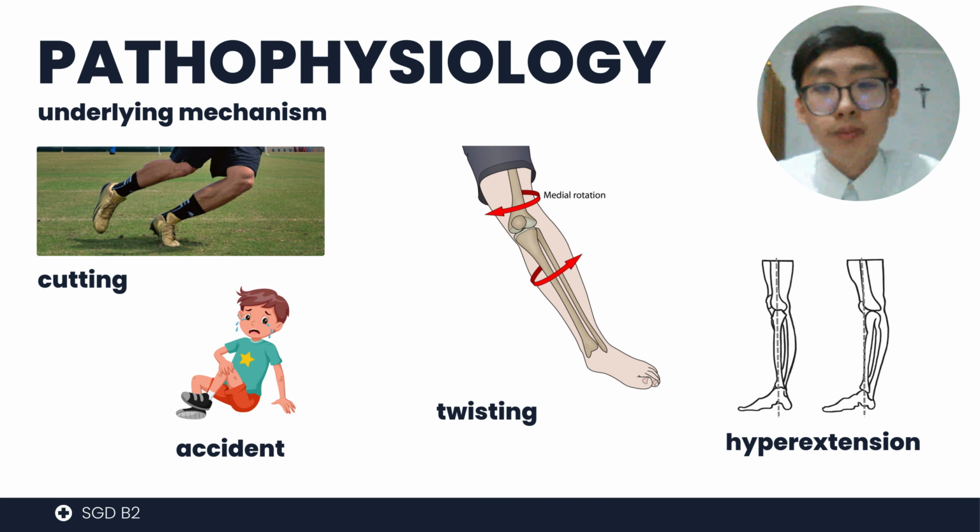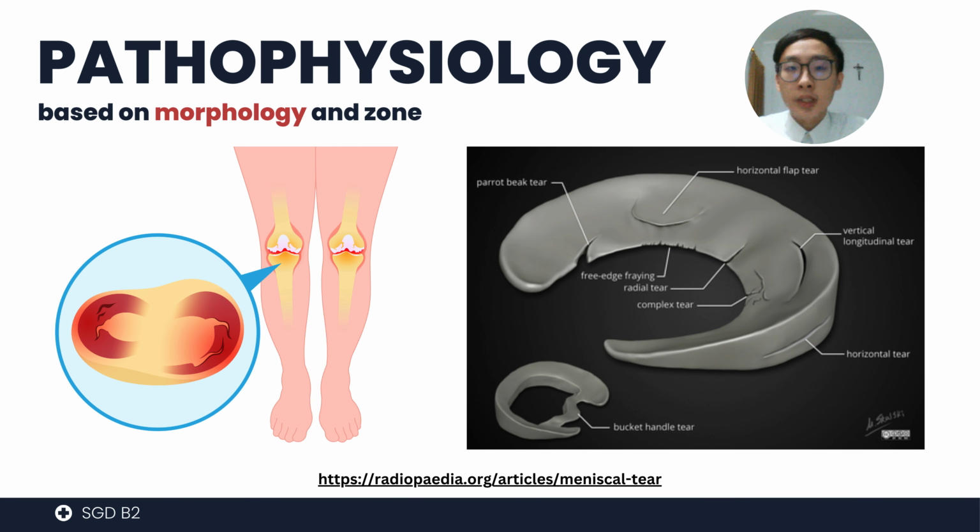Next slide. Meniscus injury can be classified into two classifications based on morphology and zone. The main morphology findings from many meniscus injury cases are horizontal tear, vertical tear, and radial tear. Each type of tear has its own characteristic based on its name. For example, a horizontal tear runs parallel to the tibial plateau and splits the meniscus into top and bottom halves.